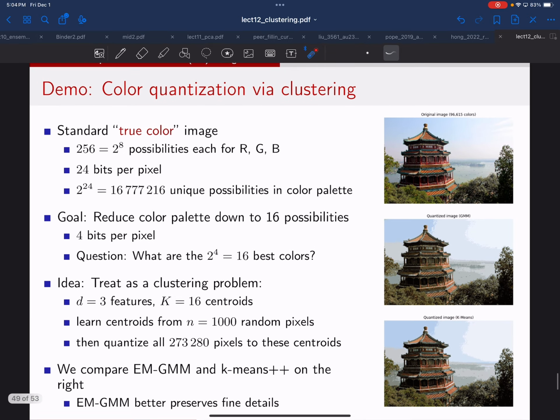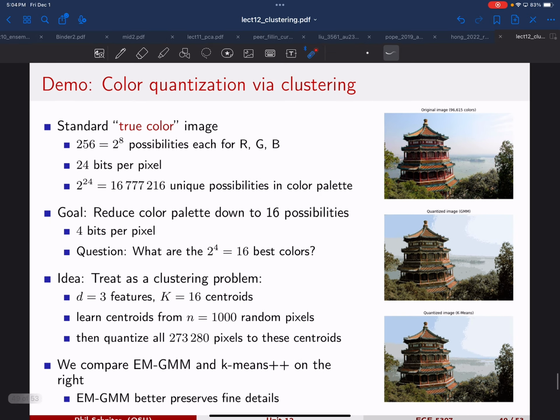Okay, so we're almost done. Let me just show you a kind of interesting application of this to color quantization. When you look at typical images, red, green, blue color images, you use 8 bits for the red, green, and blue intensity. And so that means that for each of red, green, and blue, you have 2 to the power 8 possibilities, 256 possibilities of brightness. Now, if you count up the total number of bits you're using for those 3 channels, it's obviously 24. So you have a total of 24 bits per pixel.